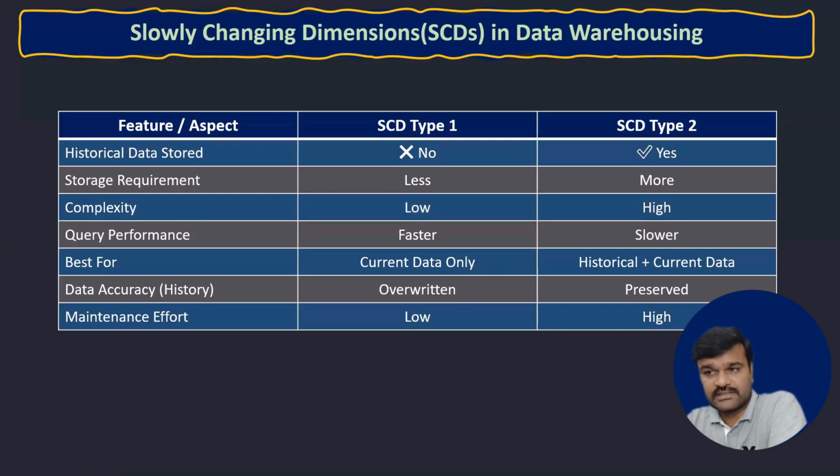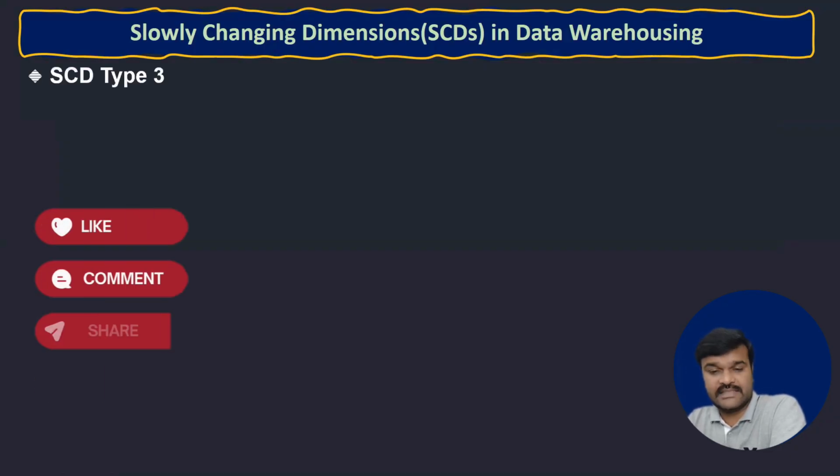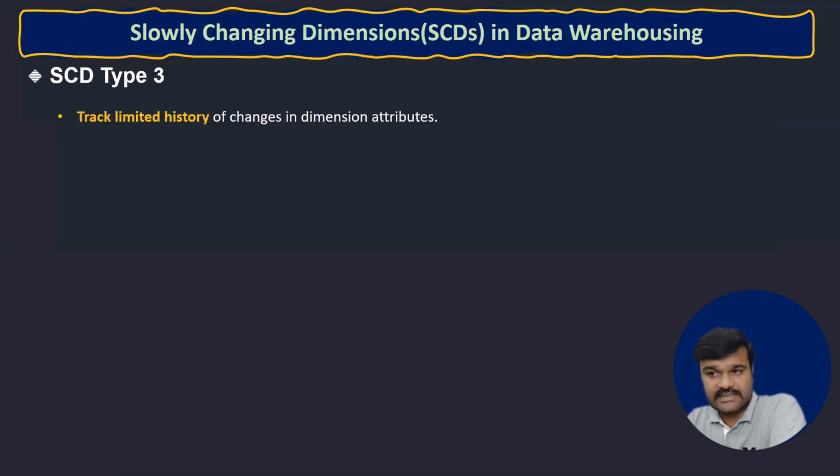First of all, these two are very high priority, then nothing else is there in the remainder. So we are moving to the next type, that is SCD type 3. It is straightforward, try to understand. It is going to track the history in a limited manner. What does it mean? It is going to store partial history.